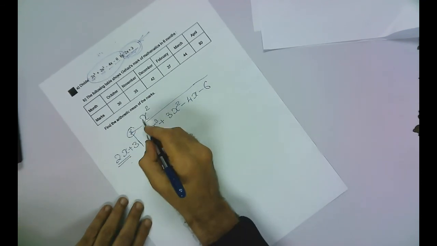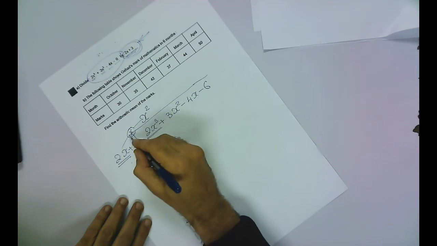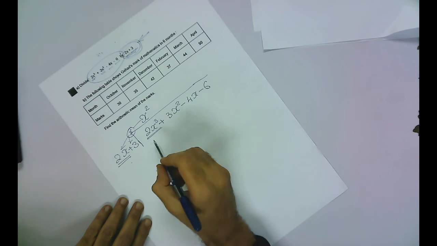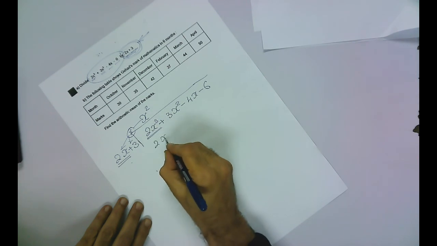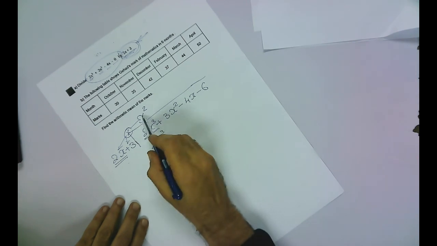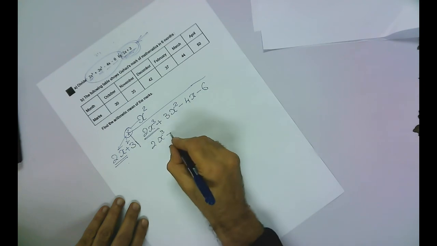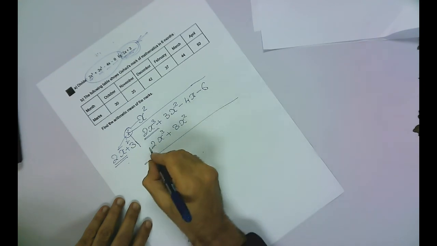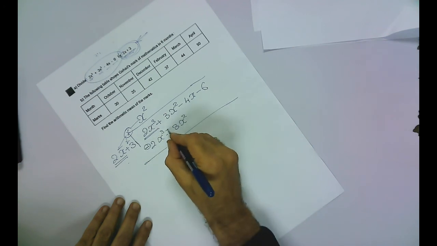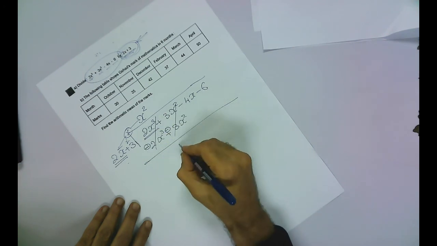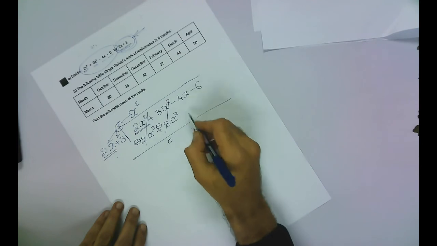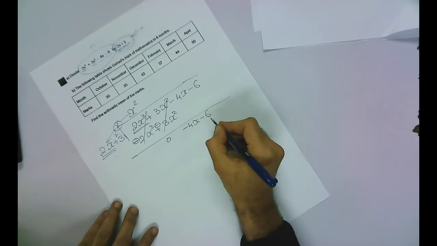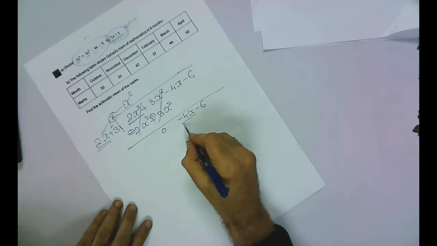Then multiply, distributing this term over the expression. 2x times x power 2 equals 2x power 3. x power 2 times 3 equals 3x power 2. Subtract, change the sign of each term. The sum will be 0. Drop negative 4x minus 6. Then do the steps again.